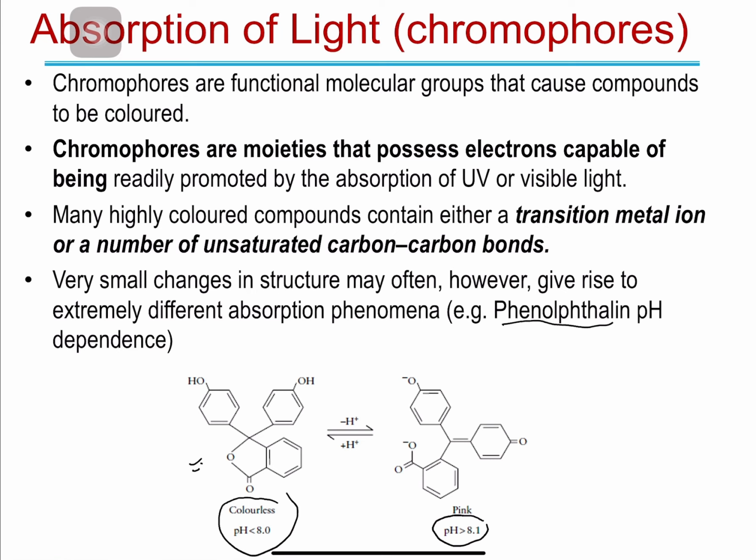This is why, when you do an acid-base titration and use phenolphthalein, if you have an acidic solution and you're titrating with an alkaline solution, the endpoint is the first appearance of the pink color. This is because there is a change in the structure at pH higher than 8, which causes the creation of a chromophore.